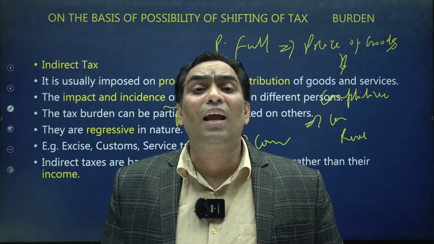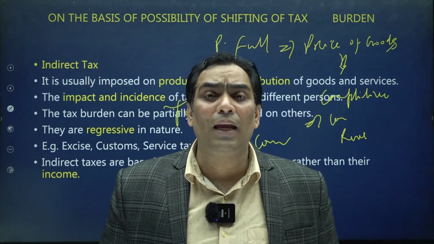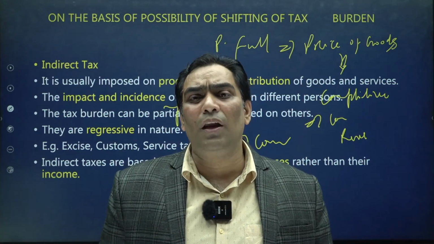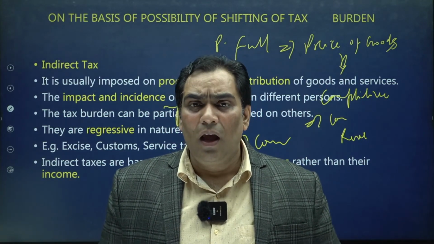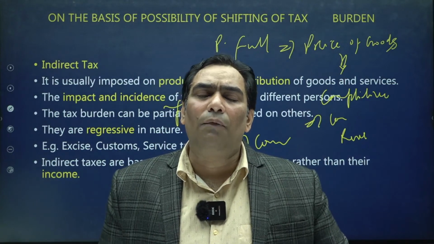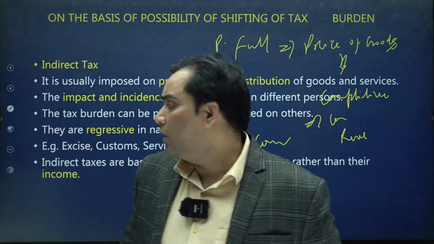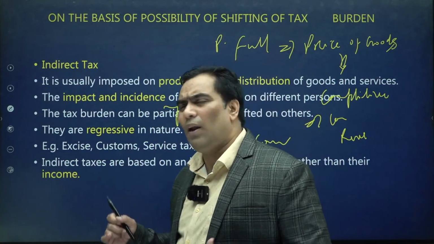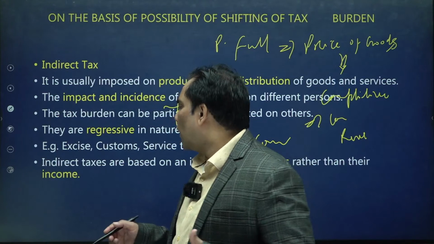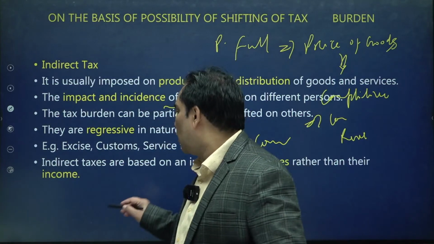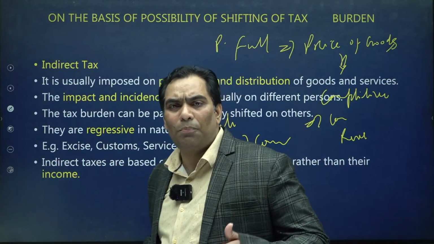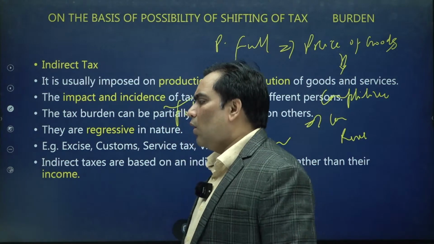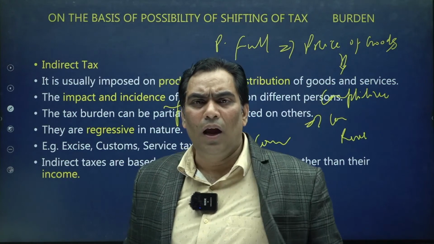Indirect taxes are regressive in nature. What is the meaning of regressive in nature? Regressive in nature means it affects the poorest most. Take the example of necessary goods. Although agriculture products are not taxed, suppose we take the example of necessary goods like cloth.